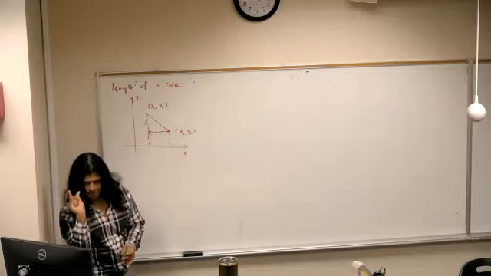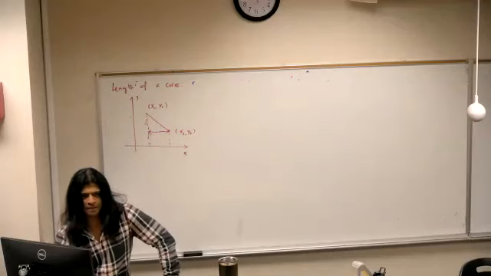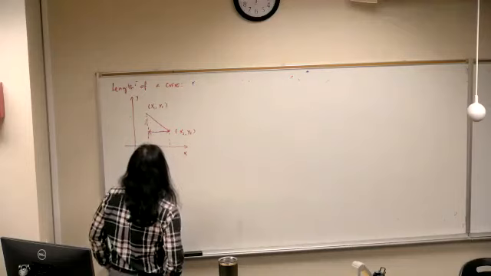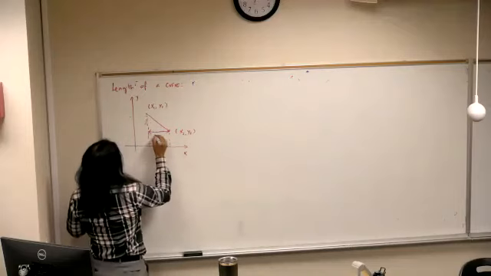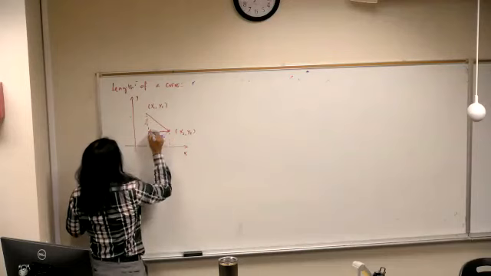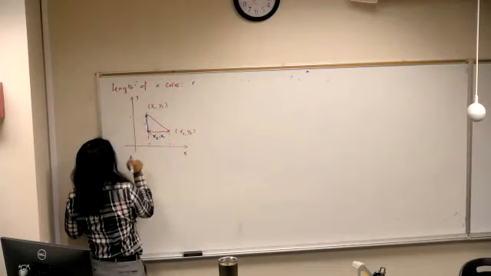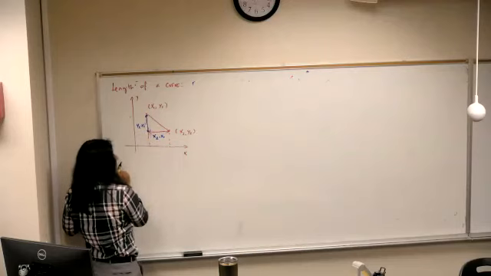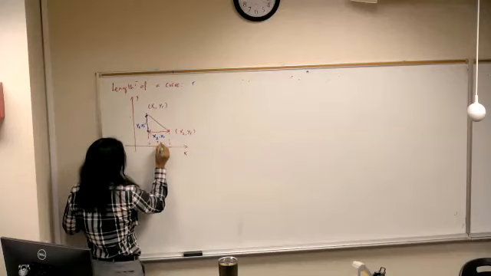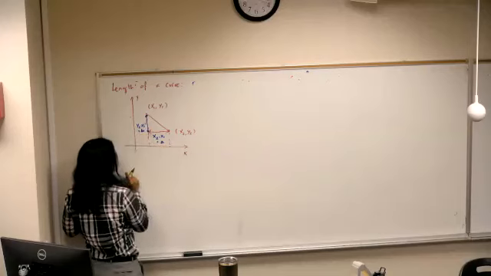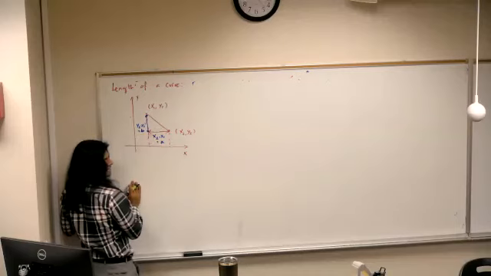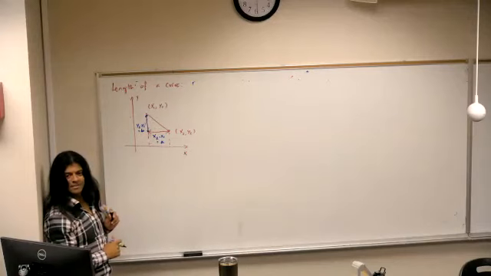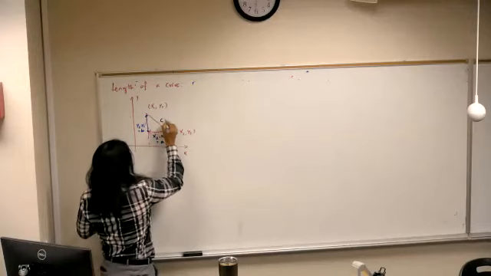That part, what is that distance, that horizontal distance? x2 minus x1. And what about that? y2 minus y1. And if that is A and that is B, what is that? C. Okay, what is C?